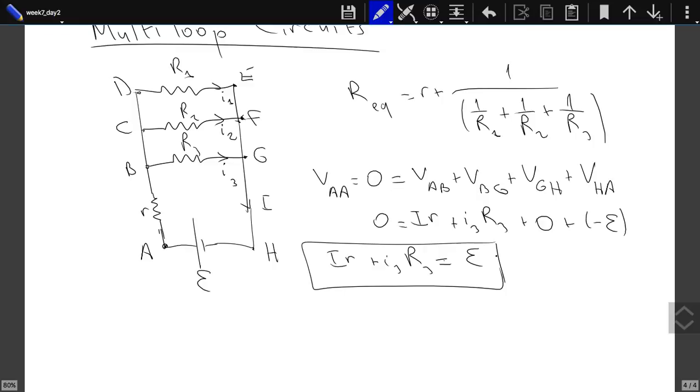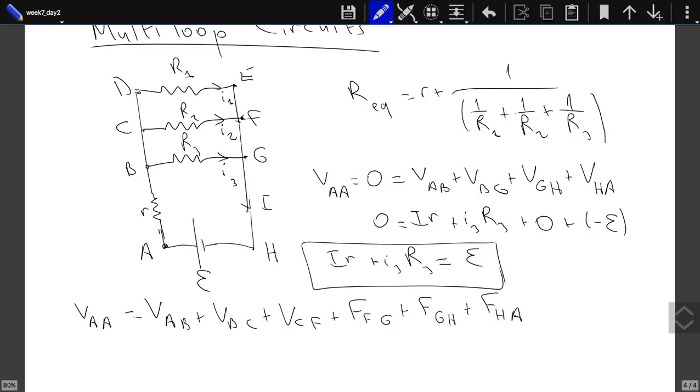I can still look at VAA. But this time I can write it as I go from A to B, from B to C, from C to F, from F to G, from G to H, from H to A. This is another loop. So in the first example, I started from A, B, G, H, and back to A. Now I'm going from A, B, C, F, G, H, and A.